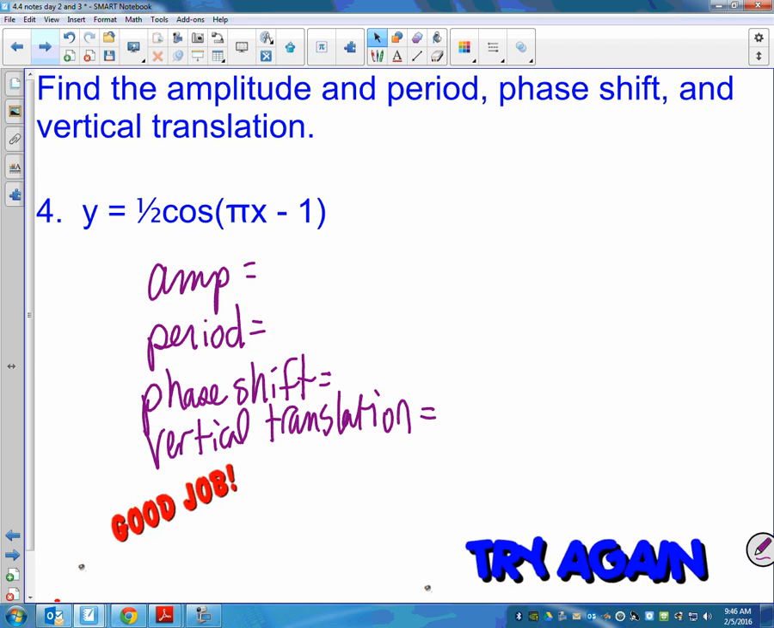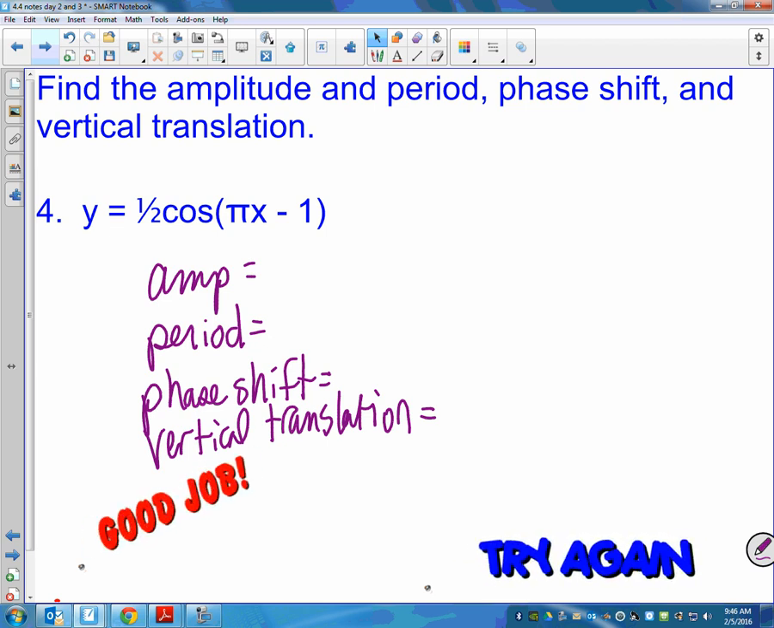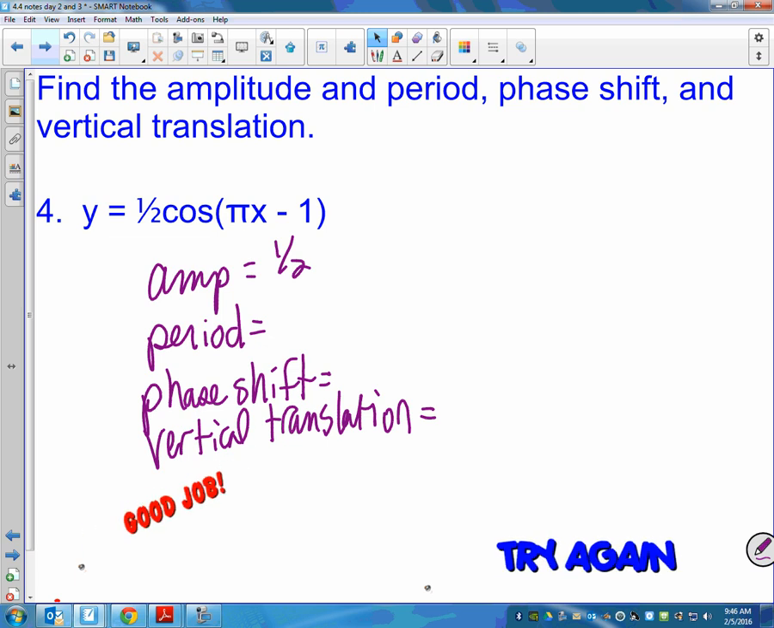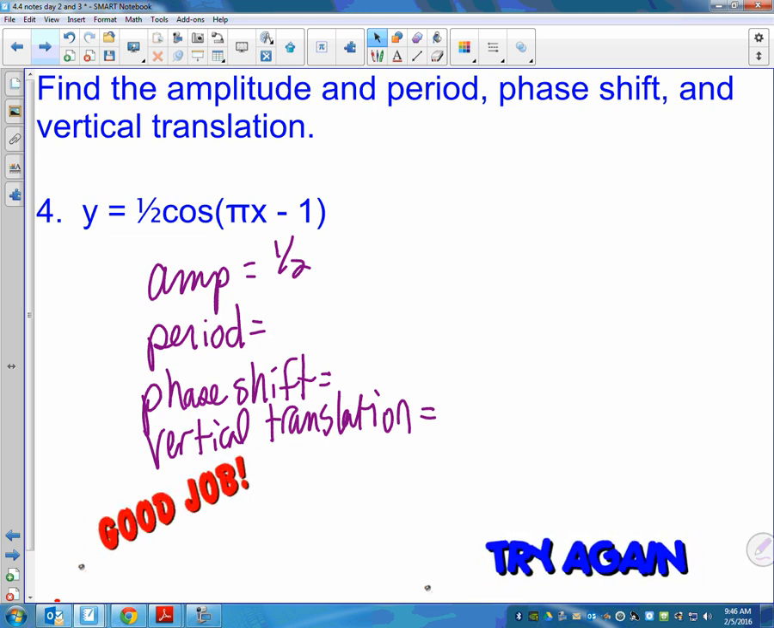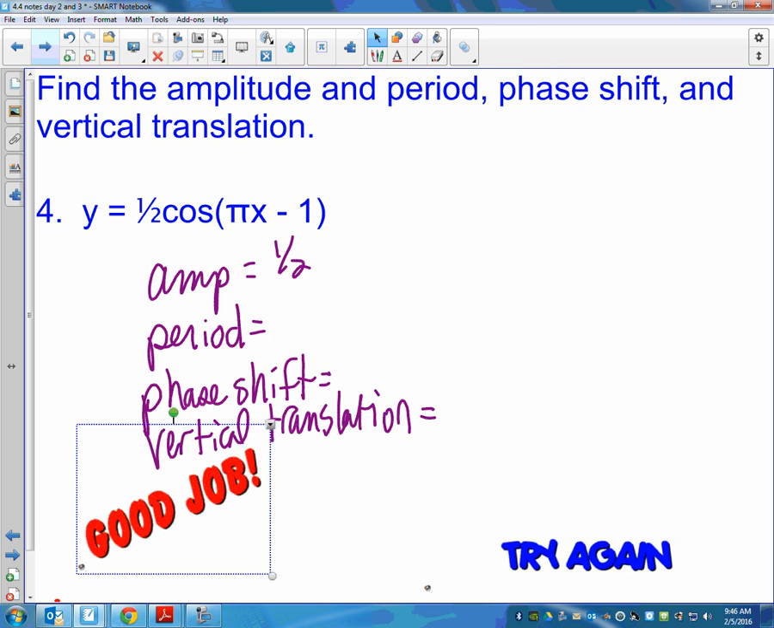Alright, so what's the amplitude? The number in front, absolute value, is 1/2, which means this graph would be kind of squished down, right? Like not even going up to 1. So that was the right answer. You did a good job. Hooray!